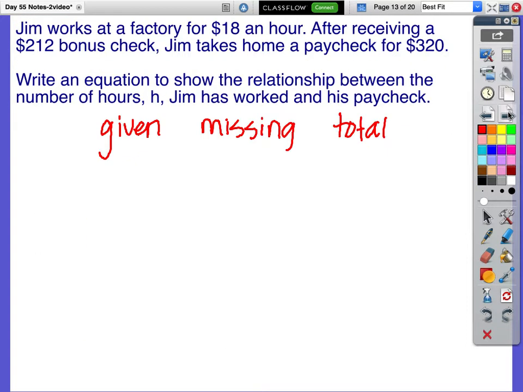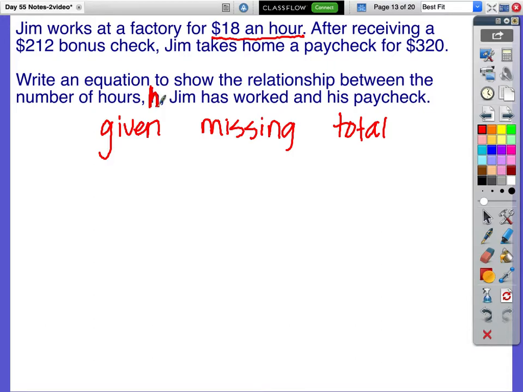Okay? So let's talk about what is given. All right, so we have $18 an hour. How many hours? Do we know? How many hours does Jim work? Maybe 1, maybe 1,000. We have no idea. That's our missing information right there.